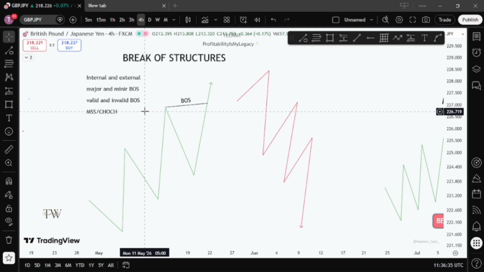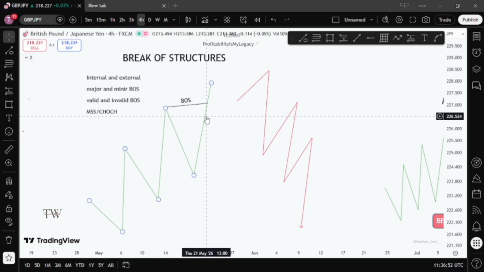So for you to know an invalid break of structure: an invalid break of structure is a false break, a false breakout. Price appears to break structure but quickly returns inside the previous range. And how you're going to be able to identify this is that only the wick breaks the structure. No candle close beyond the level.